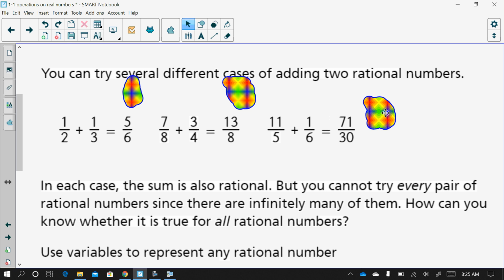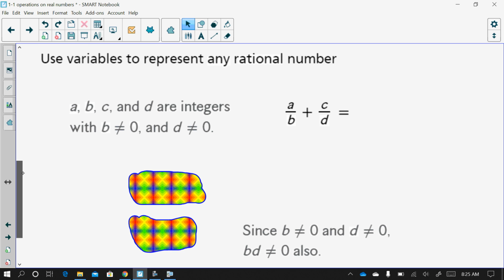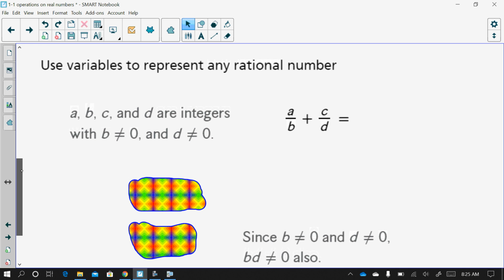You should be comfortable with adding fractions. Remember, you've got to get that common denominator. And then it's pretty easy to see that you still get a fraction. So in this case, the sum is also rational. But you cannot try every pair of rational numbers since there are infinitely many of them. How can you know whether it is true for all rational numbers? What the book wants you to do is to use variables to represent any rational number. And they actually go through something that is a proof.